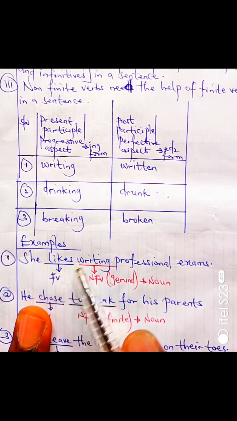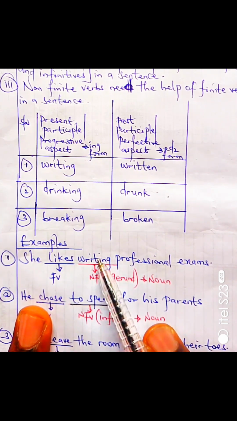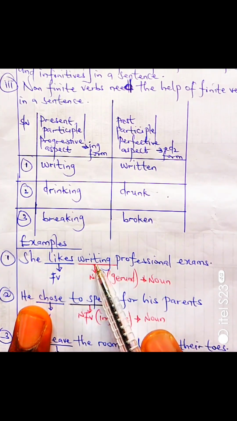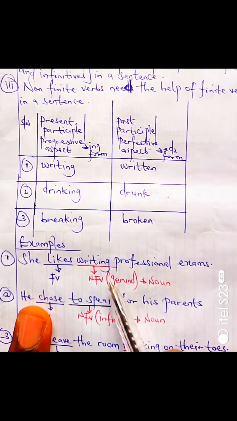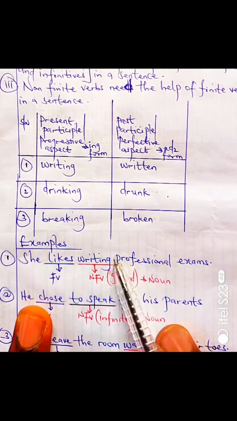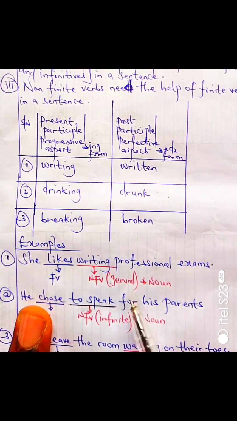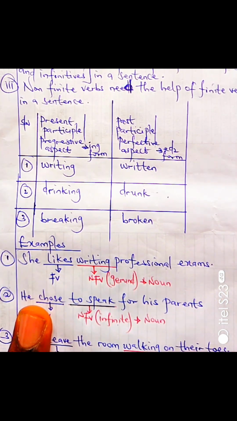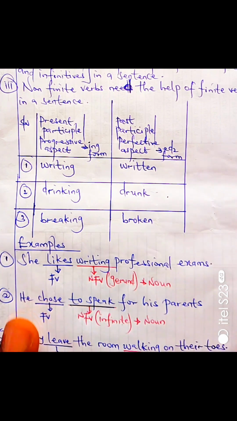So as you can see, she likes writing. This is what she likes. More or less like saying she likes oranges, she likes apples. But this time around, she likes writing. What does she like writing? Writing professional exams. So this is a gerund, and the whole thing is a gerund phrase. She likes writing. So writing here is a non-finite verb and it's a gerund. What's a gerund? A gerund is a verb that plays the role of a noun in a sentence.